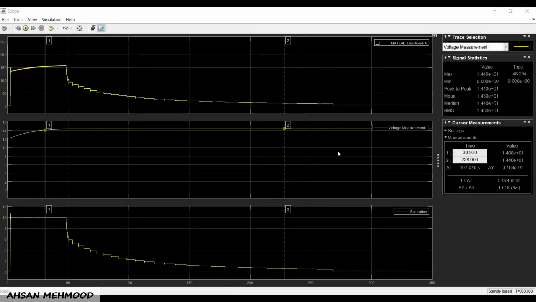These are the graphs of array power, battery voltage and battery current. As you can observe in these graphs, from 0 to 50 seconds, battery charging is in the bulk or constant current stage, in which a constant current of 10 ampere is supplied to the battery.